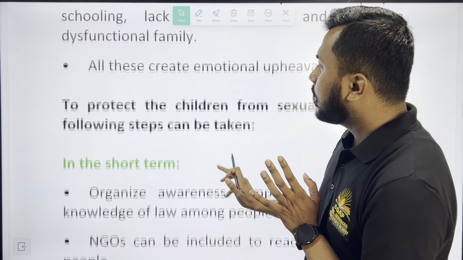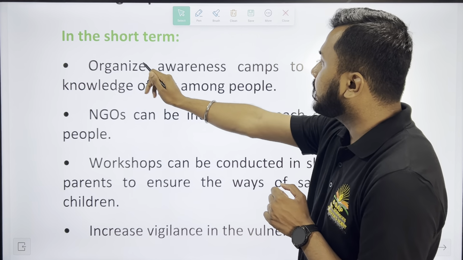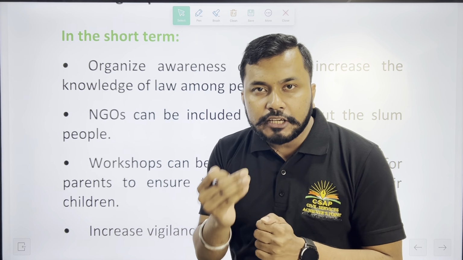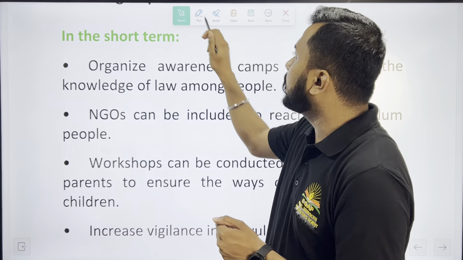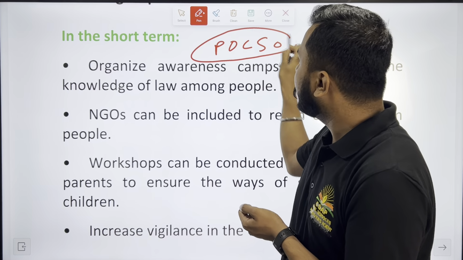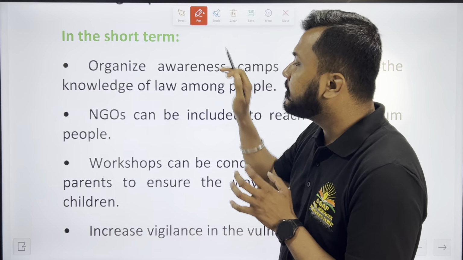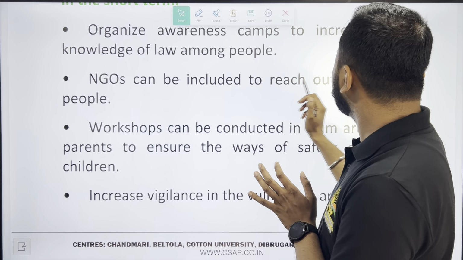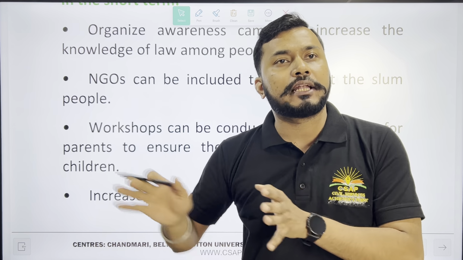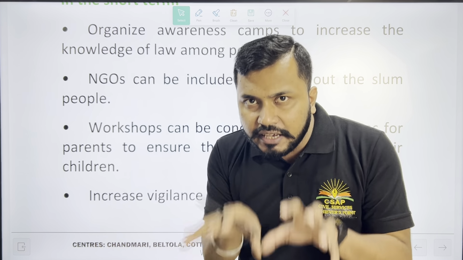So ইয়াত এইটো আহিলে. তাৰপিছত to protect the children from sexual abuse, the following steps can be taken. Short term steps কি হ'ব পাৰে, organizing awareness camps to increase the knowledge of law among people. The government তেখেতসকলৰ প্ৰটেকশ্যনৰ কাৰণে কি কি কৰিছে. Supposedly today if you go and say in the slums about the POCSO, কেইটাই জানে POCSOৰ কথা, কোনো নাজানে. So that is the criteria we should directly make them know. তাৰপিছত আমি NGOs can be included to reach out to the slum people. NGOs বিলাকে গভৰ্ণমেণ্টৰ প্ৰগ্ৰামছ, গভৰ্ণমেণ্টৰ ছাবচিডিজ এইবিলাক গৈ পেলাই যদি তেখেতসকলক অৱগত কৰে, at some point of time they will feel that the government is thinking for them.